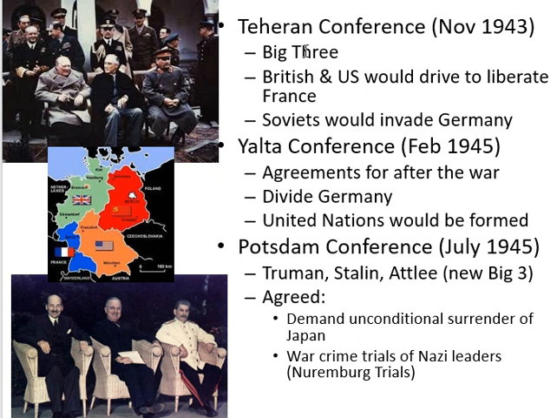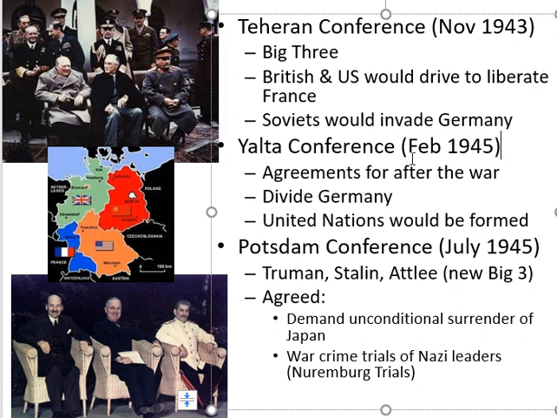And the big 3 are going to create the Tehran Conference, which is in November of 43, right? And this is where they're going to come up with the plan of how to liberate France and how to invade Germany to end the war. So this is kind of like they're coming up with all the plans, right, at the Tehran Conference. Towards the end of the war, so February of 45. Remember, the war in Europe is over in April. The whole thing is over in August.